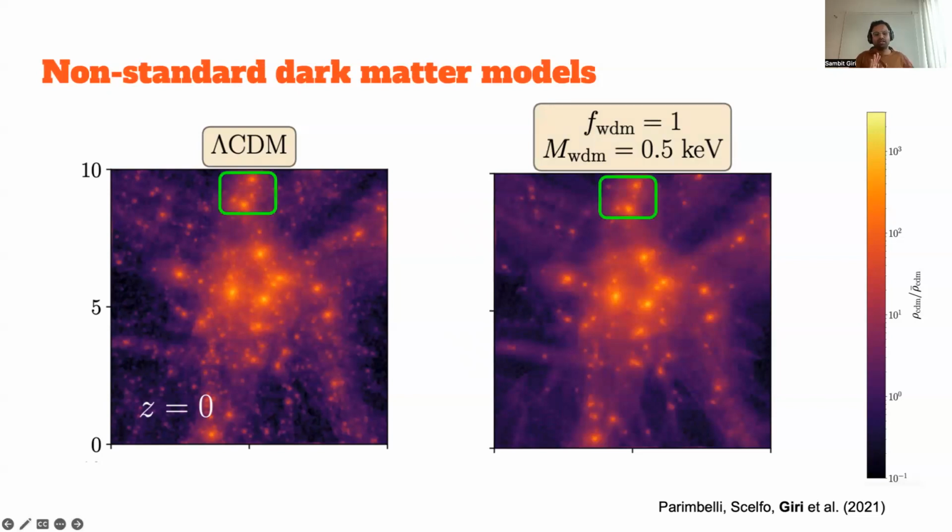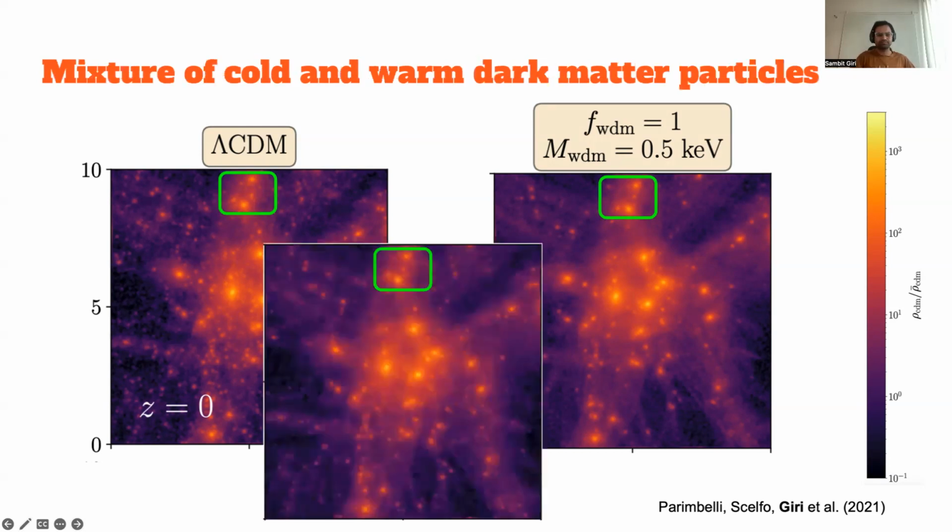Just to guide the eye, let's focus on only the green squares in both these panels. There are less number of overdense regions in the right hand panel compared to the cold dark matter scenario, which is shown in the left panel. These bright overdense regions represent the locations of halos in both these scenarios.